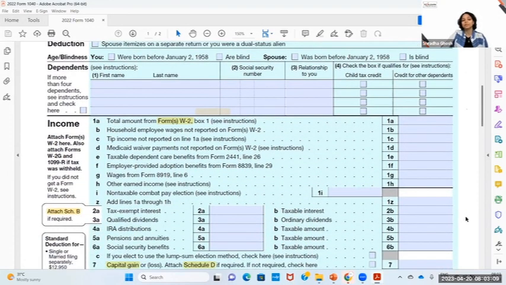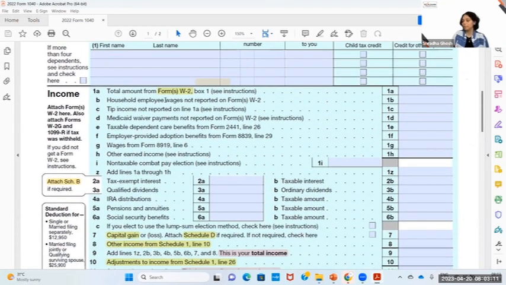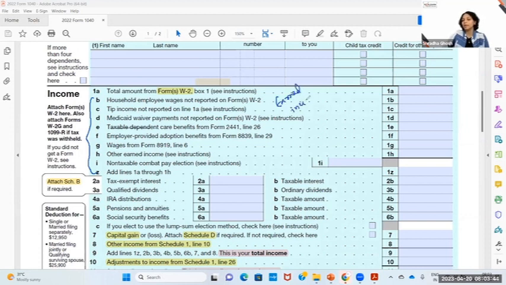Now, can you see the first area here is the income, where you start from wages. Then we have the tip income, the employment wages, the Medicaid waiver. Then you have some taxable dependent care benefits. Then you have some employer provided adoption benefits. So these are all related to your work, wages, other earned income. So all of this will be typically your earned income. You start from here to here. This typically is your earned income by way of you working somewhere and earning that income.